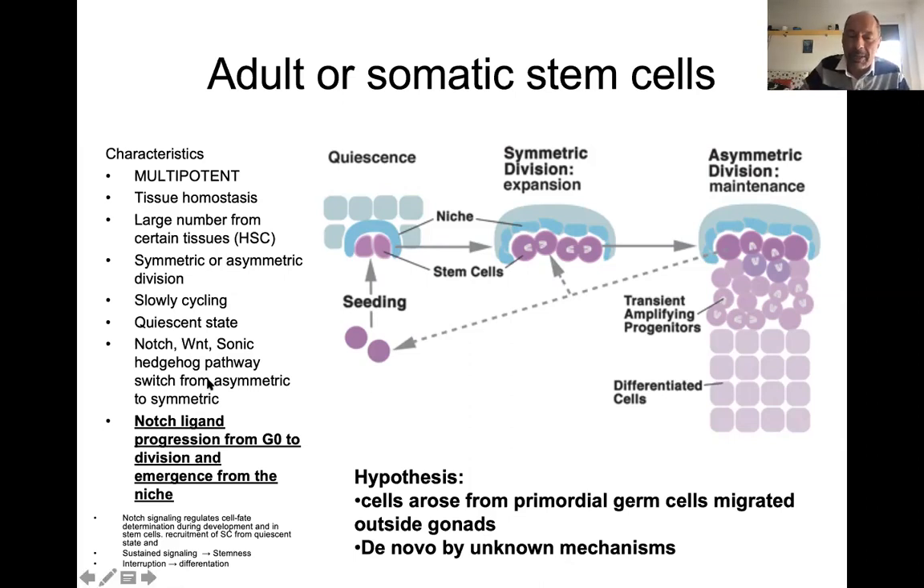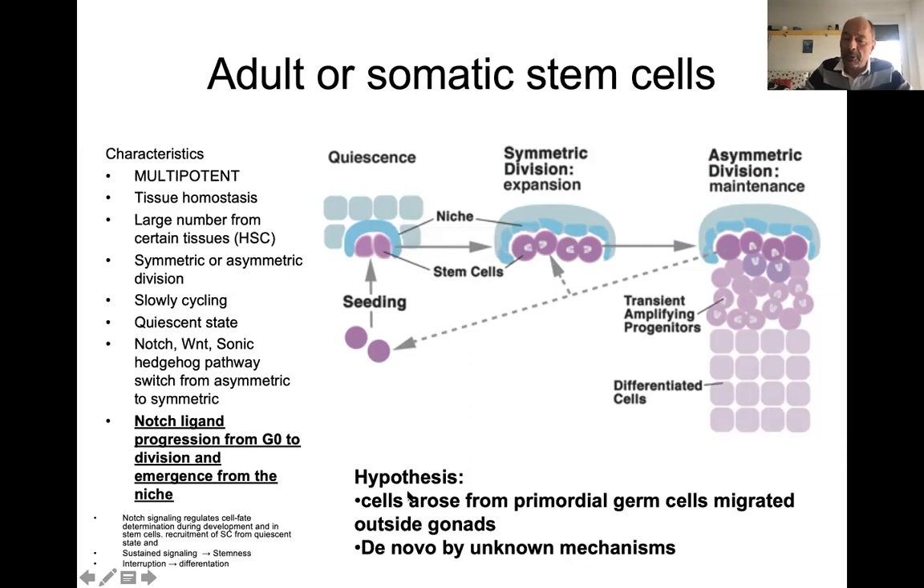A little bit of molecular biology is here. Typical genes that are involved are Notch, Wnt, and the sonic hedgehog pathway, which can switch between what is called asymmetric or symmetric division. In the symmetric division of the stem cells, you have the expansion. If you have a symmetric division, this means that one stem cell becomes two stem cells. When you have the asymmetric division, this means that you now generate something different when you divide, and these are eventually the differentiated cells.